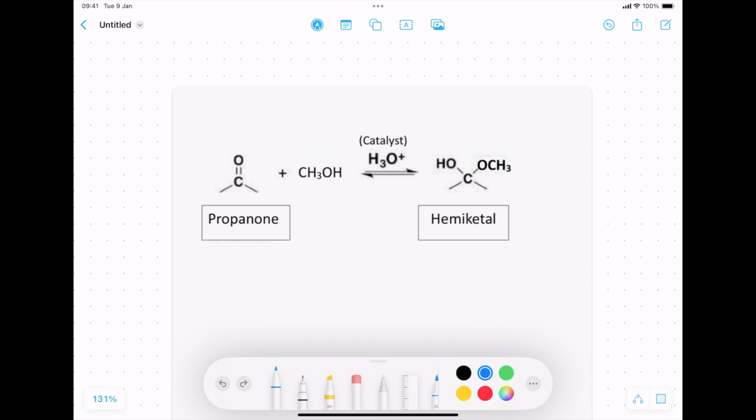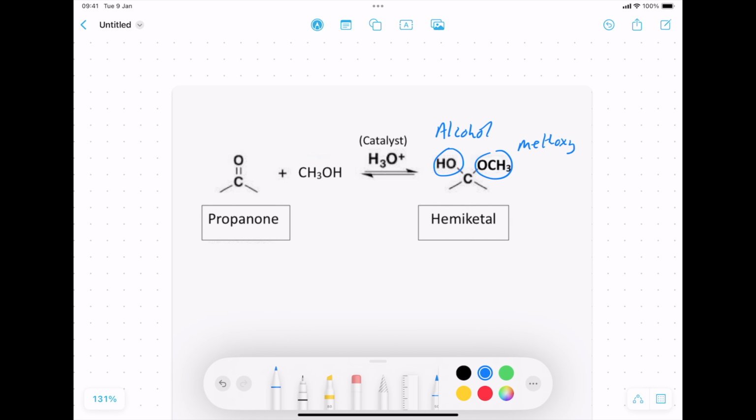So with that said, let's take a look at today's example, which is a ketone, propanone, turning into a hemiketal, which is basically an alcohol with a methoxy group attached. So don't be put off by the name of the product.